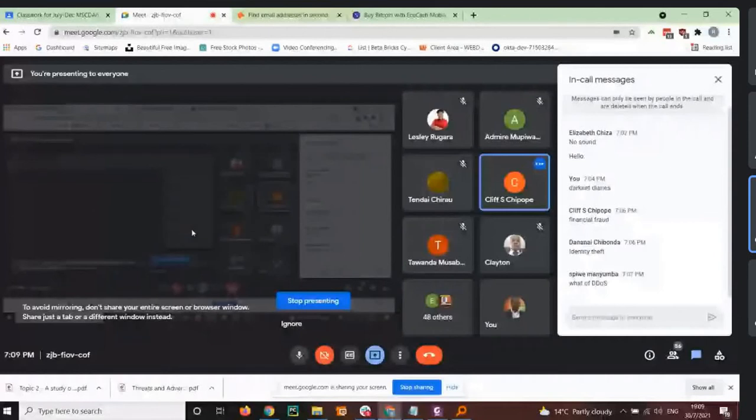Hi, Cliff. I would say yes, DDoS is a cyber-dependent crime, which can only be committed using the computer. It's different from cyber-enabled crime, which can be done without the use of the internet. Yeah, exactly. DDoS also fits under cyber-dependent.